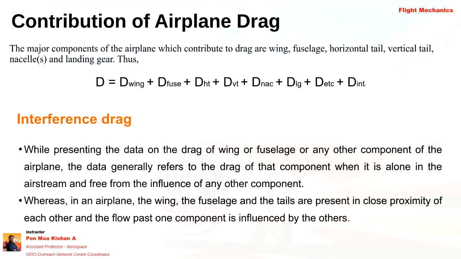Whereas in an airplane, the wing, fuselage and tail are present in close proximity to each other, and the flow past one component is influenced by the other. Okay, that's what I am trying to say. See the fuselage and the tail section are in close proximity. Even though there is a distance, for the flow field it will be nearly close, especially the wing and fuselage combination. So the flow past one component is influenced by the other. Okay, so this type of drag is called interference drag.